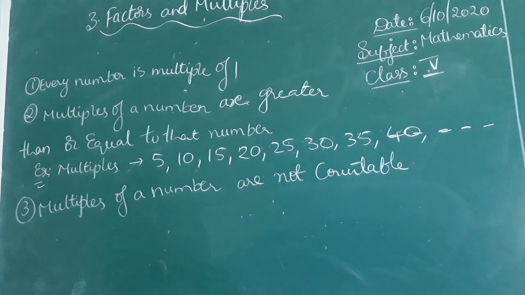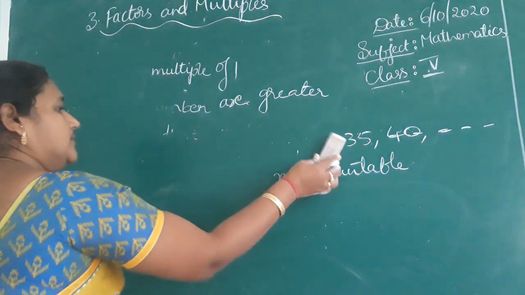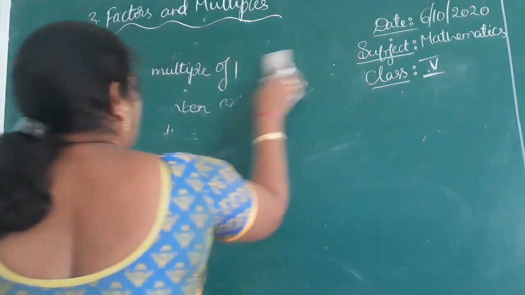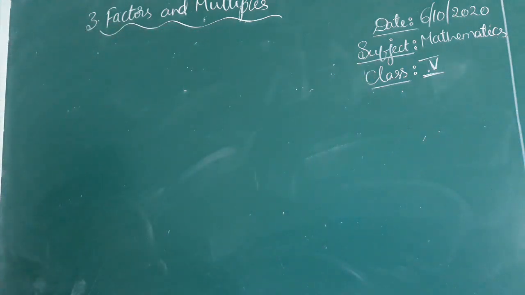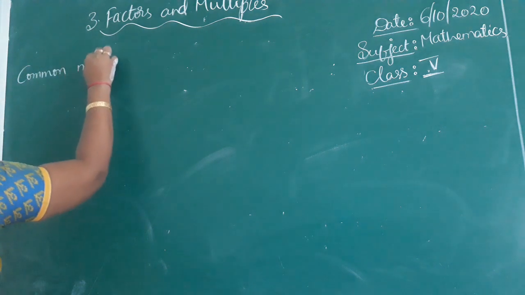Okay, next about common multiples. How will we write the common multiple? The multiples which are common for 2 or more numbers are called common multiples. See the word, common multiples.